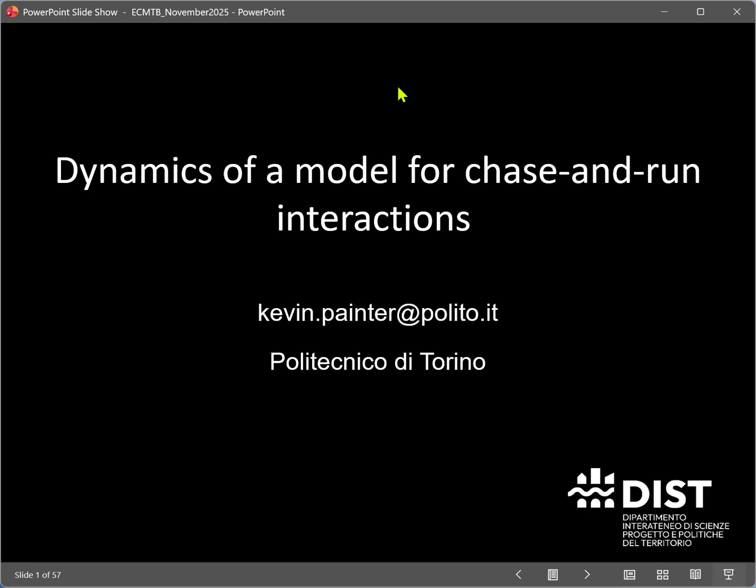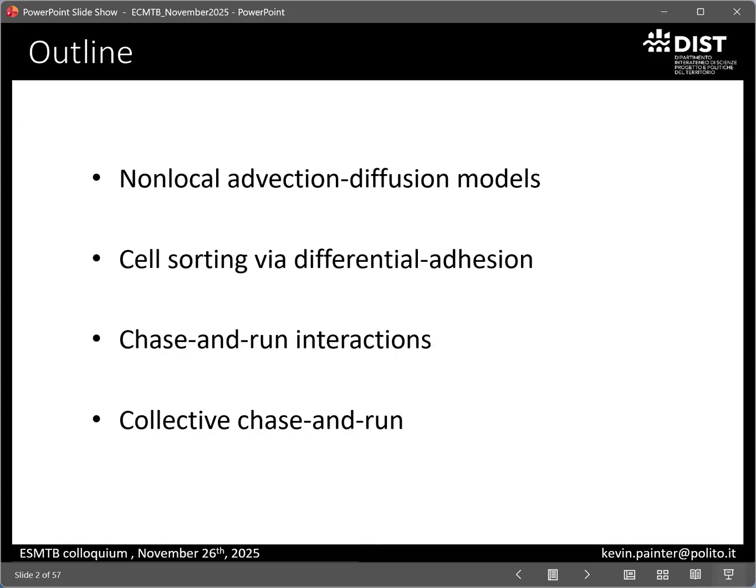Today, as I say, I'm going to talk about a model for what we call chase and run interactions. This is going to be divided into about 4 sections, basically. The first, I'm just going to talk about the general framework that we use to model these processes. That's what we call non-local advection diffusion models.